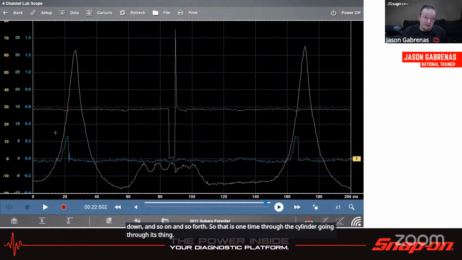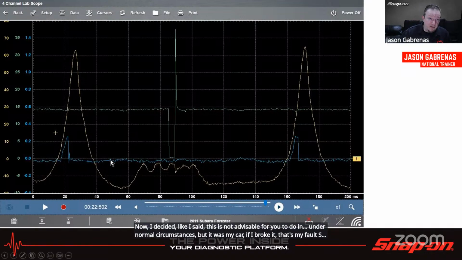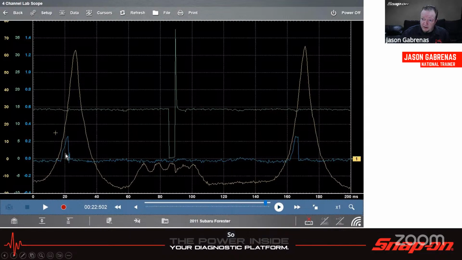Now, like I said, this is not advisable for you to do under normal circumstances, but it was my car. If I broke it, that's my fault. So I decided I wanted to see everything. So we got pressure on yellow. We got our current ramp on a coil. So this is where it fires right here. So that lines up a little bit before top dead center.